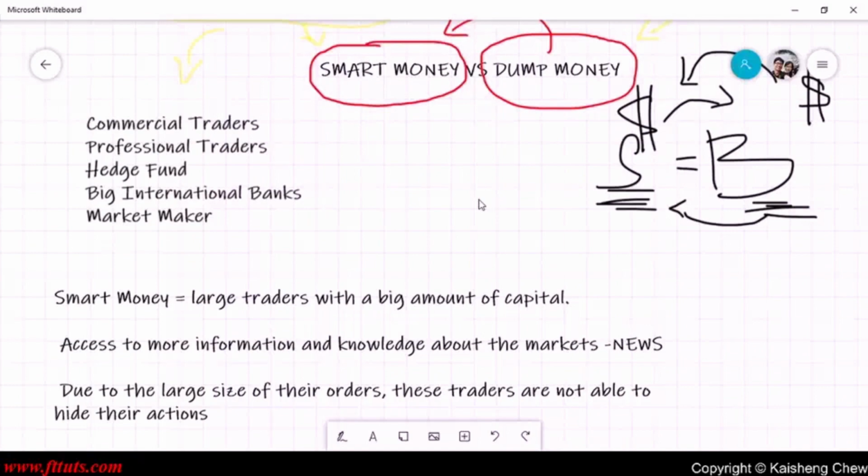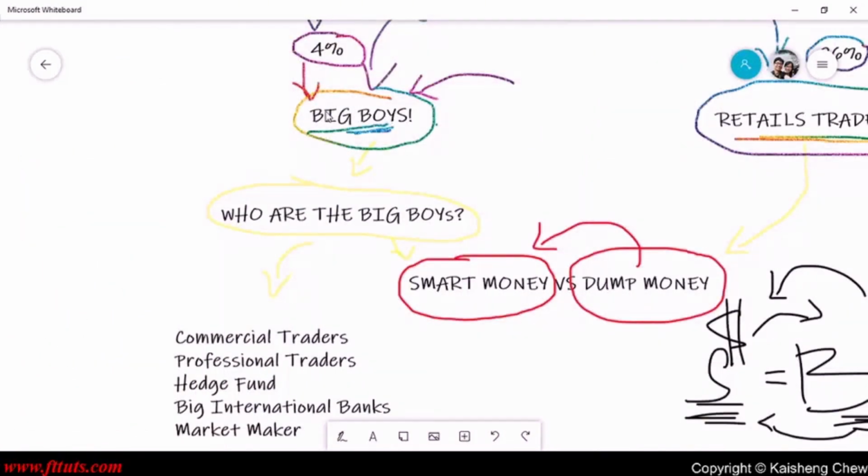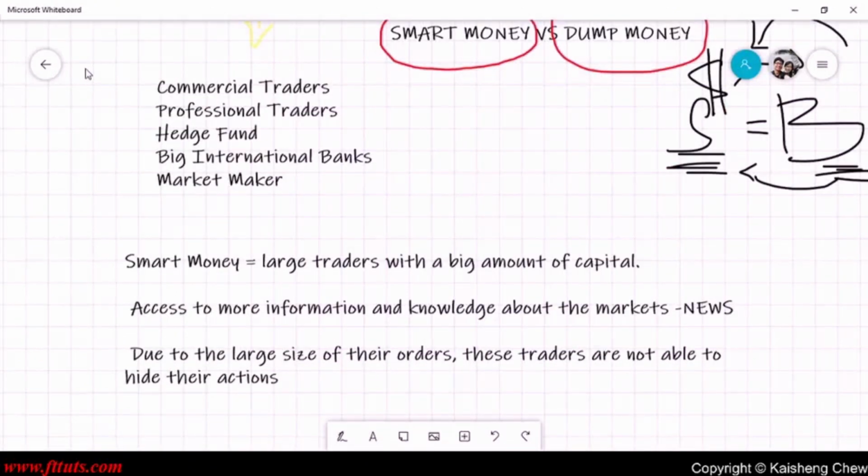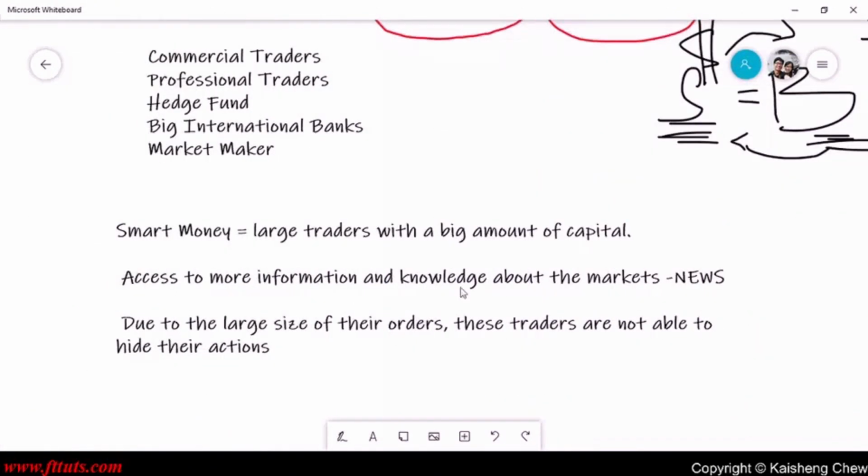So why are they so powerful at making money? Because they have a lot of capital, and they are able to access more information and knowledge about the market, like news. They will know where your stop loss is, where your pending order is, where your limit order is, everything. So they will move the price to hit your stop loss and your limit orders. Then they just make the market, manipulate the market.